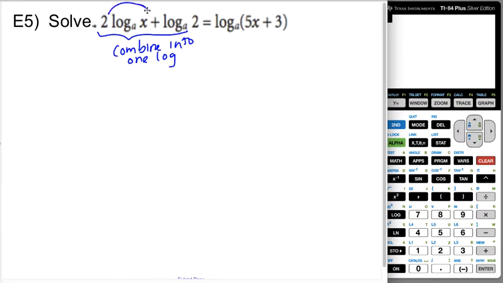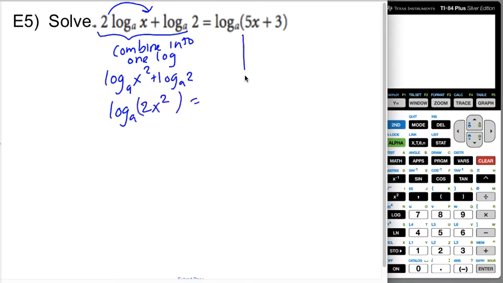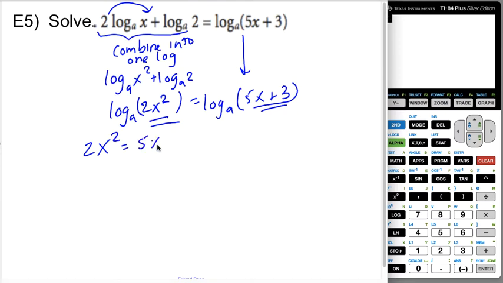So I'm going to do that by bringing that 2 up first. So I'm going to get that this is the log base a of x squared plus the log base a of 2. And then I'm going to recognize that that combines to multiplication. Since we generally put the 2 in the front of the x squared, we're going to do that. Now I can apply my one-to-one property, right? So now that it's log base a of stuff equals log base a of stuff, the stuff has to be equal. So 2x squared equals 5x plus 3.